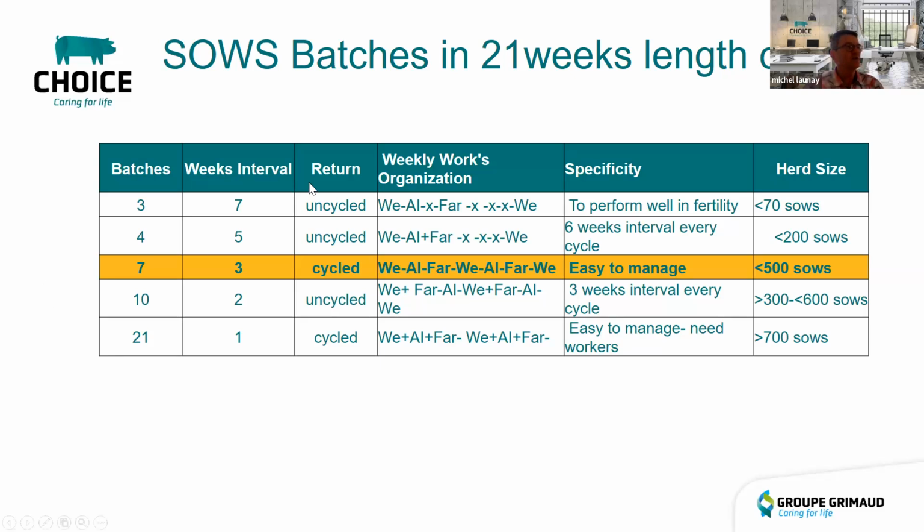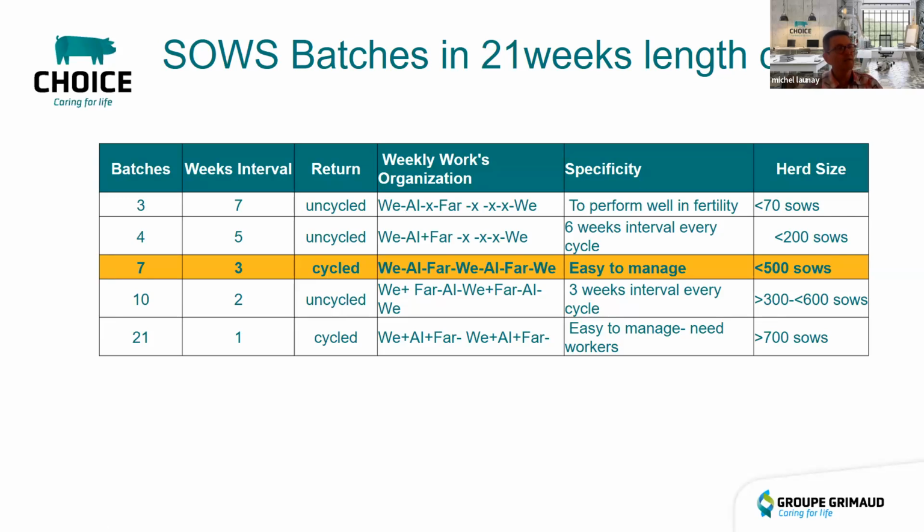If I look at the return to oestrus for this batch management, it's uncycled. So the returns are not in the cycle of the batch management. That means that when they come back, the sows are not pregnant, and they are not inseminated in the same cycle as the others. So to manage this system, the specificity of this management is that you have to perform very well in fertility.